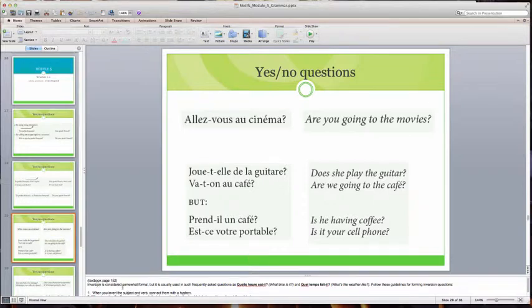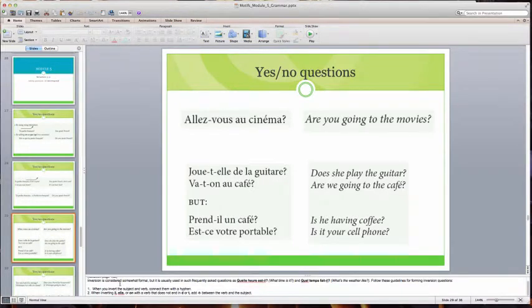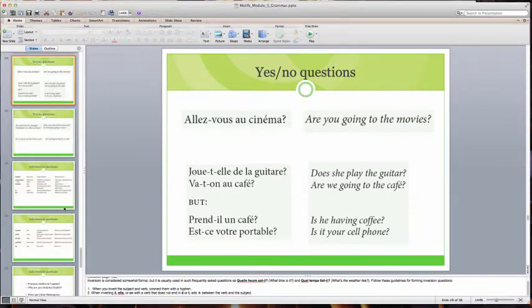So let's look at some other inversions. Typically, when we think of inversion, we think of something that's pretty formal. So it's not used as much in speech, and partly this is because it's a little bit more mentally complicated than any of our est-ce que formulas. But let's look at some examples. Allez-vous au cinéma? Are you going to the movies? Here's our inversion in English. You is the subject. Here's our helping verb. Are you going? As opposed to you are going.